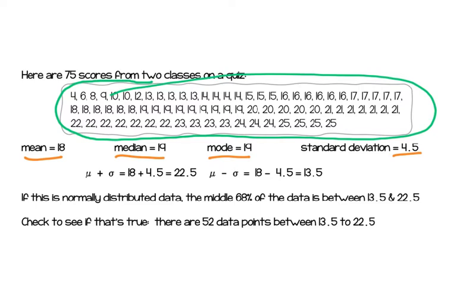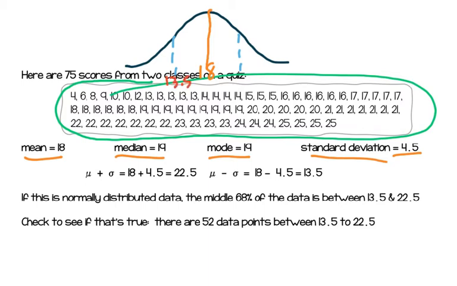So according to what we just saw, if I look at this as a normally distributed set of data, then I'm going to have this normal curve, and the mean in the middle, that's going to be 18. And then the standard deviation, if I go plus 1 standard deviation and minus 1 standard deviation, that's going to put me between 13.5 and 22.5. And that would be 68% of the test scores.